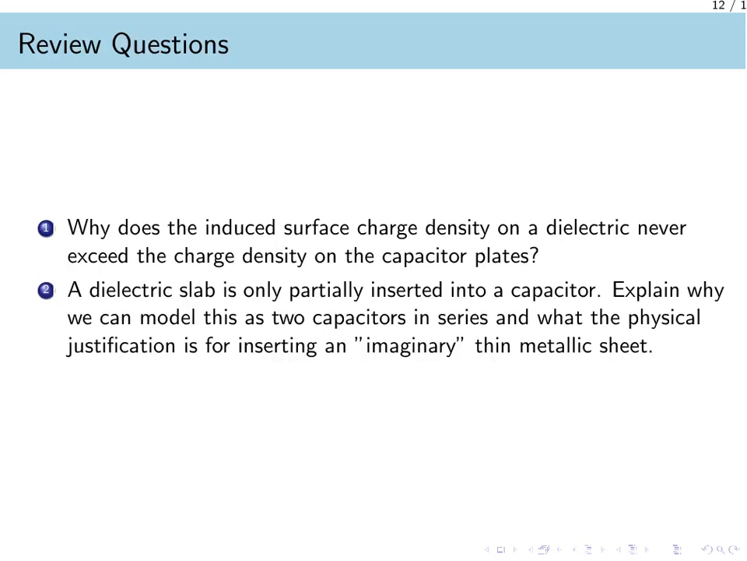To conclude, please consider these review questions to test your understanding. First, why does the induced surface charge density on a dielectric never exceed the charge density on the capacitor plates? Second, when a dielectric slab is only partially inserted into a capacitor, explain why we can model this system as two capacitors in series. What is the physical justification for inserting an imaginary thin metallic sheet between the layers to help us with this model? Thinking through these questions will help solidify the concepts of polarization and capacitance discussed today.